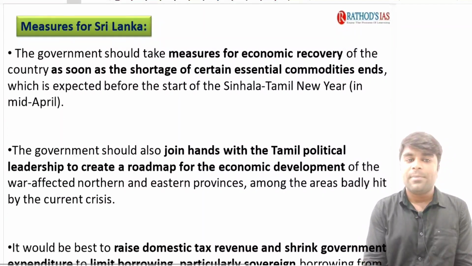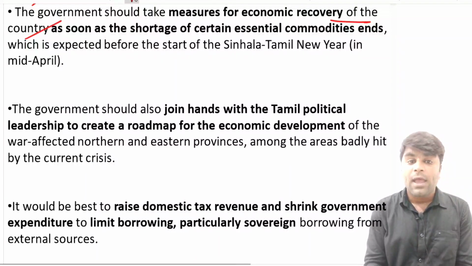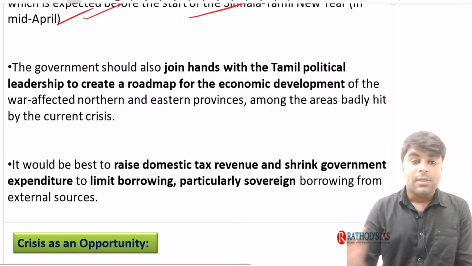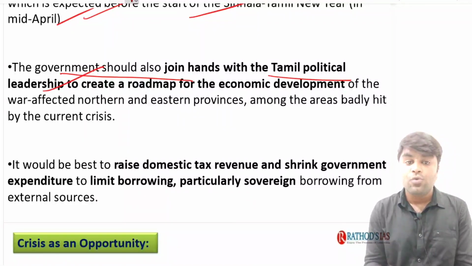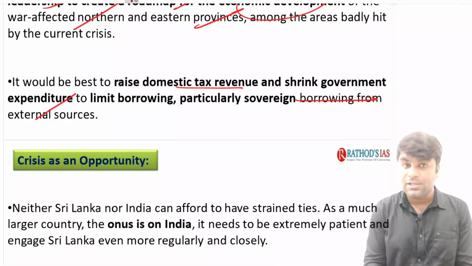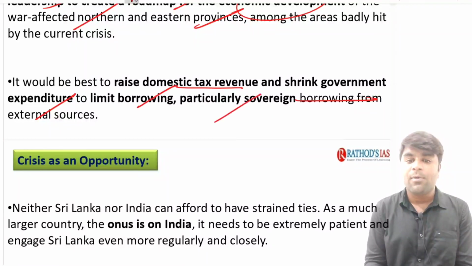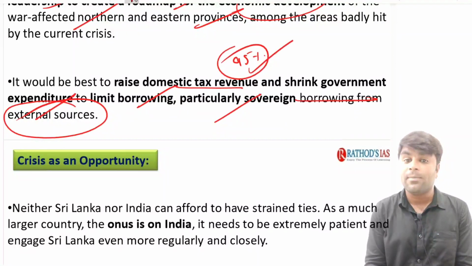Next. As far as the measures for Sri Lanka are concerned, the government should take measures for the economic recovery of the country as soon as the shortage of certain essential commodities ends, which is expected before the start of the Sinhala Tamil New Year. There is another suggestion for the Sri Lankan government. The government should also join hands with the Tamil political leadership to create a roadmap for the economic development of the war-affected northern and eastern provinces. It would also be best to raise domestic tax revenue and shrink government expenditure, and to reverse the mistake of limiting borrowing, particularly sovereign borrowing from external sources. You know, the debt to GDP ratio of Sri Lanka has increased to about 95%, right?